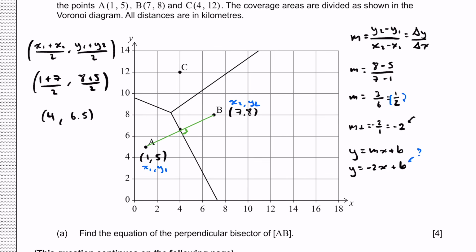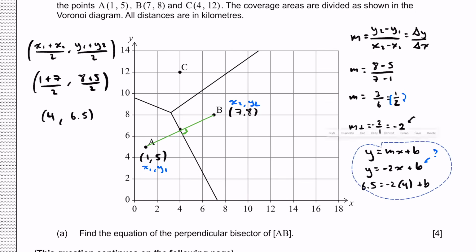So let's input these values for x and y right here. So x is equal to 4, y is equal to 6.5. So 6.5 is equal to -2 times 4 plus b. I'm going to move this over just a little. All right, we can go ahead and solve this, but I'm going to work this out just with algebra. 8 plus 6.5 is going to give us 14.5, and that's going to be b.